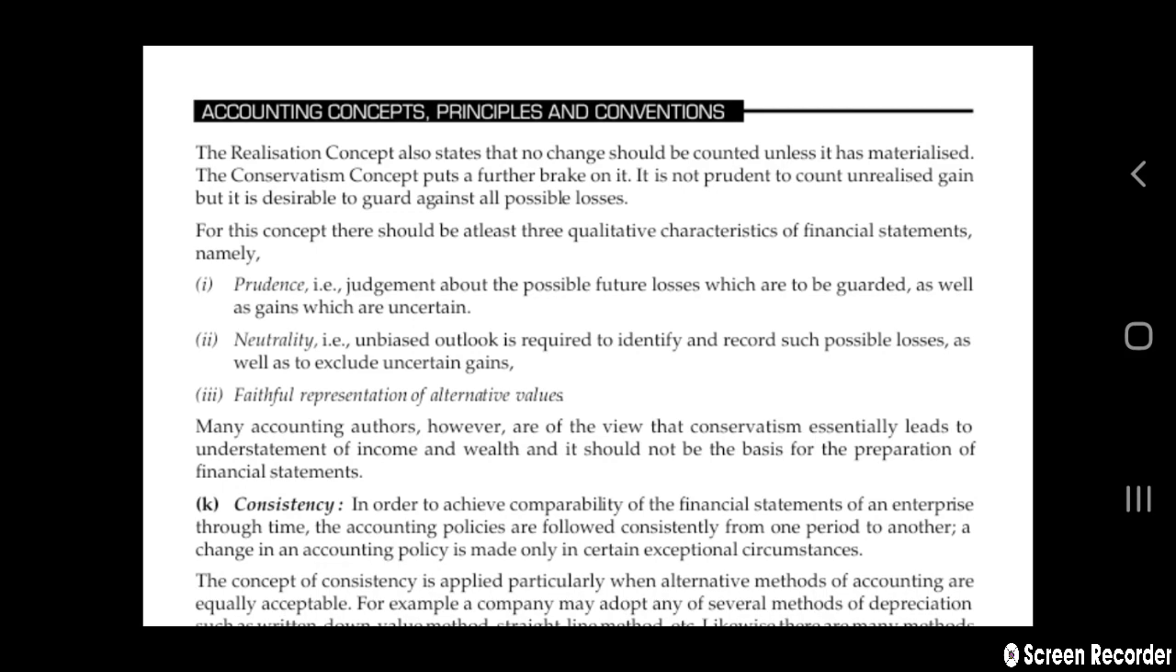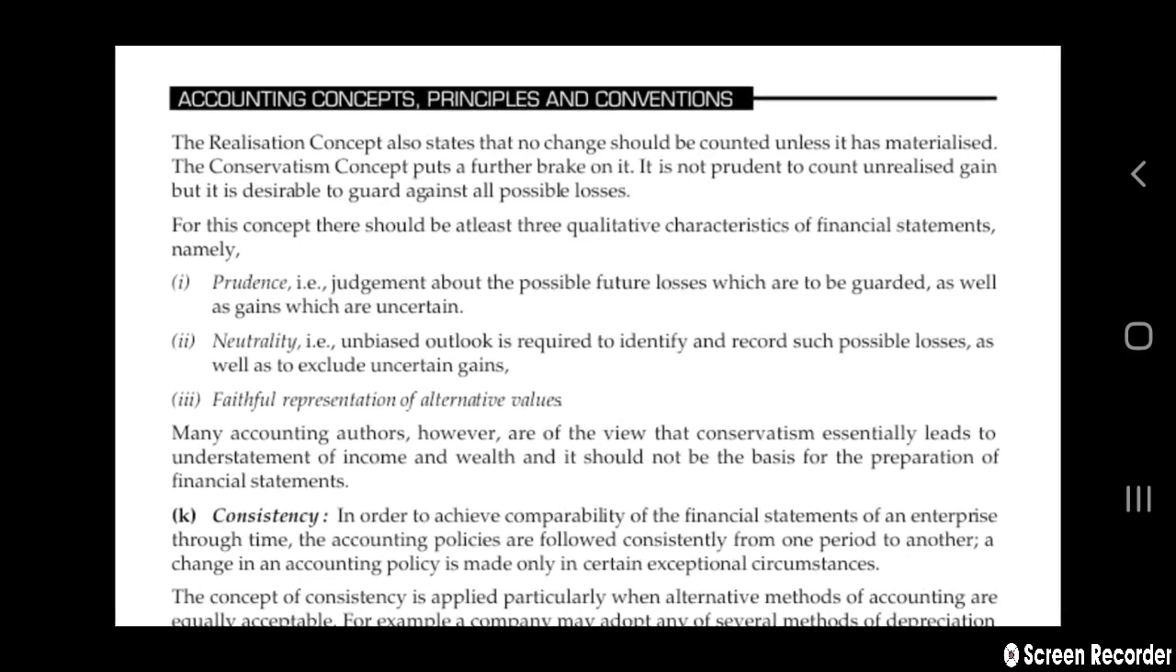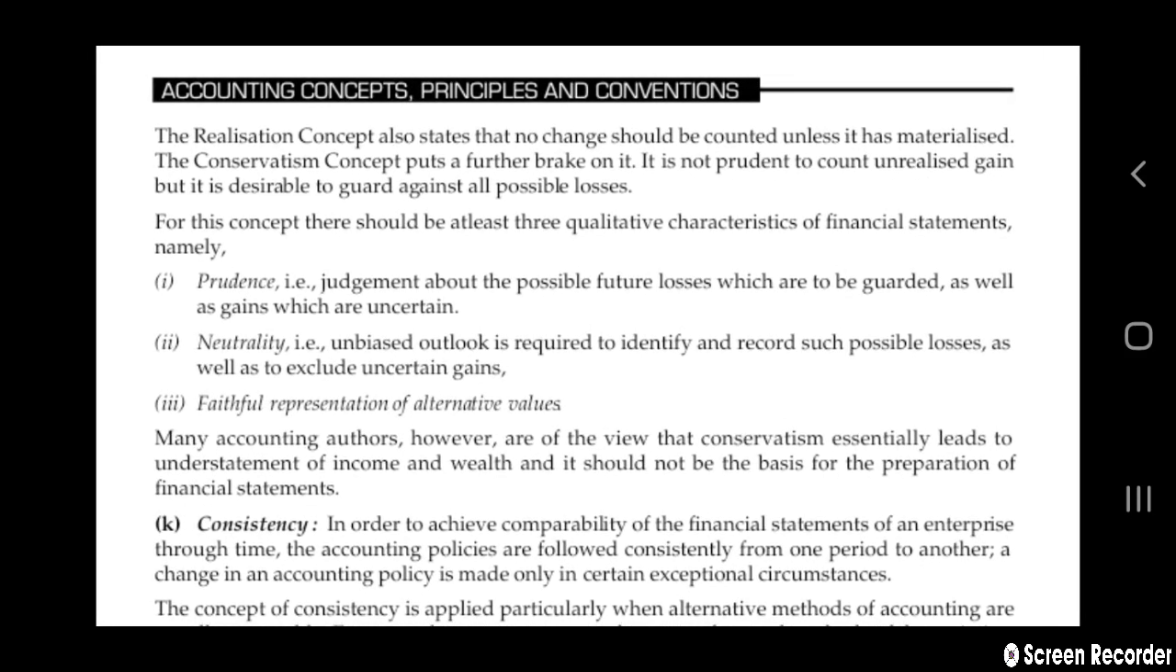Next, the realization concept also states that no change should be counted unless it has materialized. Till then, there should be no change in the concept.